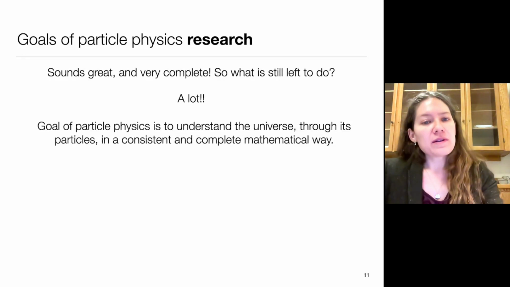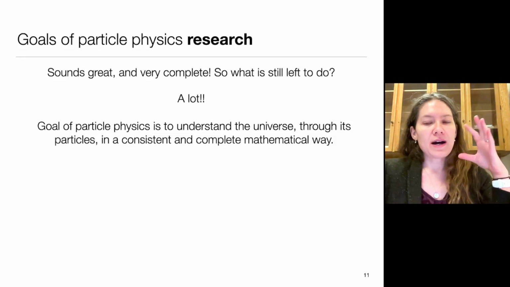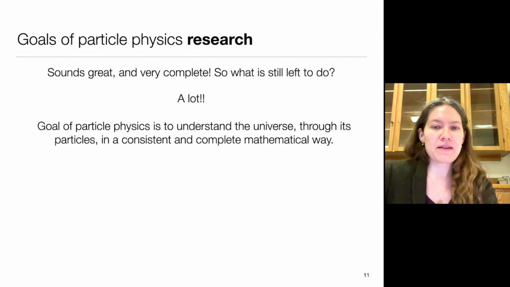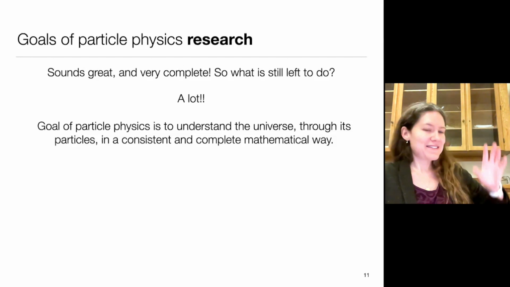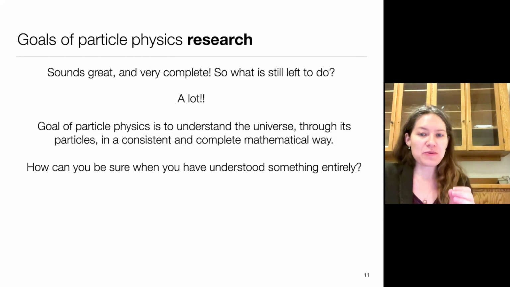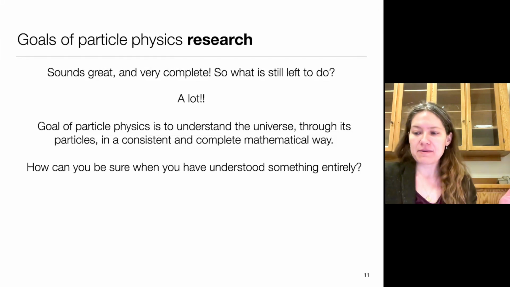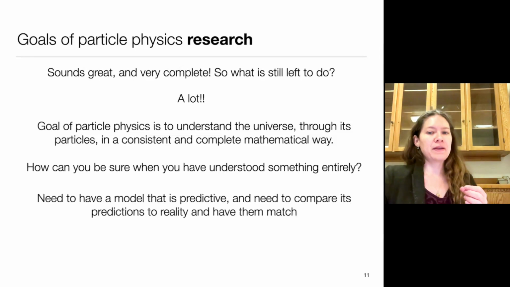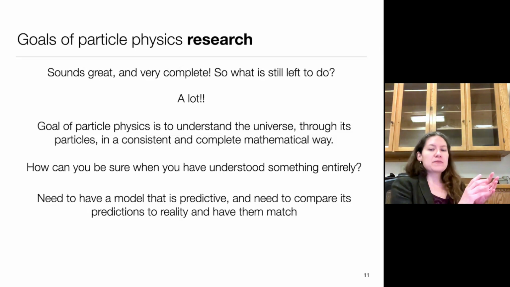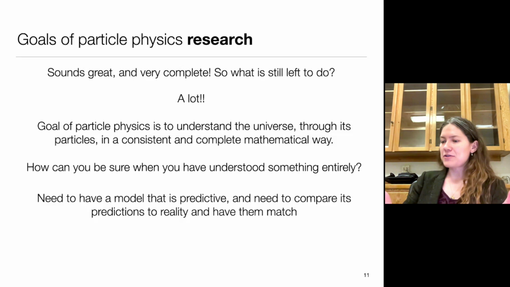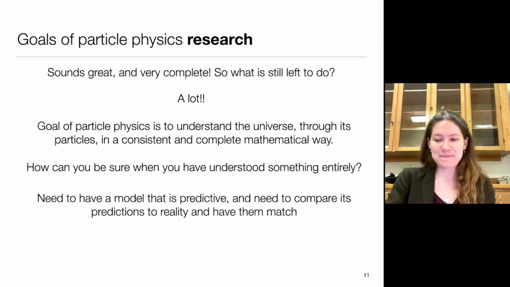We could think of the goal of particle physics as being to understand the universe through its particles in a consistent and complete mathematical way. We're trying to write the perfect giant equation that tells you how everything works. But how can you be sure when you've understood something entirely? You could write down a bunch of different fancy equations that give you this, but how do you actually know when you're right? What we need is to have a model that is predictive. That is, it makes predictions for things we should be able to go out in the world and measure. And then we need to go measure those things and compare the results and have them match.